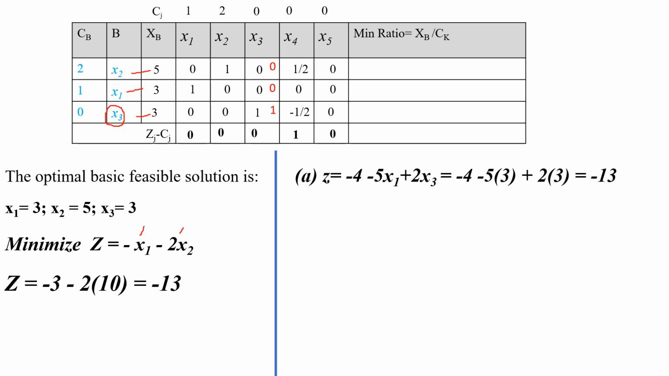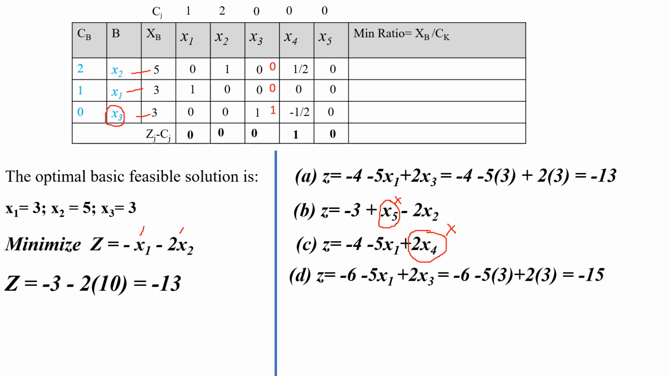Let's check the given options. Option A is z equal to minus 4 minus 5x1 plus 2x3, its value is minus 13. For option B, x5 is not a basic variable, so option B is not correct. For option C also, x4 is not a basic variable, so option C is also not correct. And I have to check option D, z equal to minus 6 minus 5x1 plus 2x3, its value is minus 15. Here the objective function value z is minus 13, so option A is correct. So this is the solution by the conventional method.